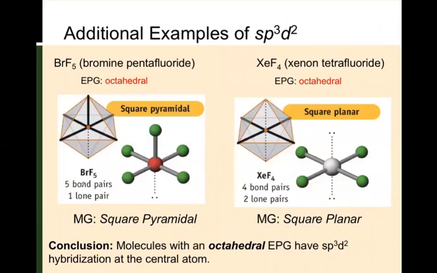And then suddenly we go to sp3d2. Okay. So additional examples of sp3d2 hybridization. So bromine pentafluoride is one example. So bromine pentafluoride has 5 bond pairs, 1 lone pair. It has square pyramidal structure. So the molecular geometry here is square pyramidal.